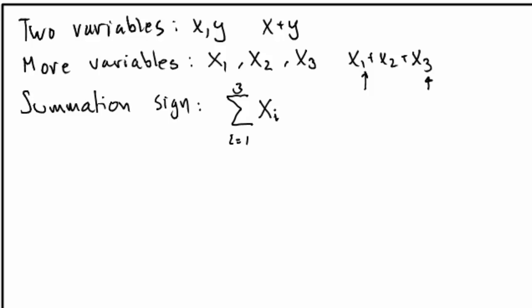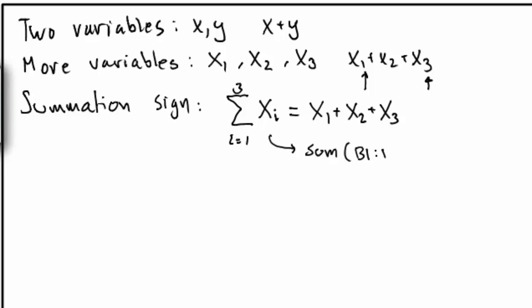You can think of this as a loop in programming. So this means exactly that i starts at 1, then I have x1, then to that I should now add the next number, which is 2, and then the next number, and that's the final one because 3 is at the top of the summation sign. In terms of Excel, you can think of this simply as sum B1 colon B3.